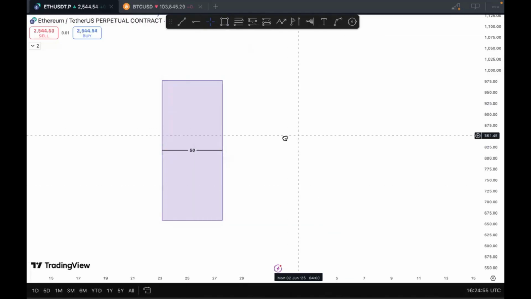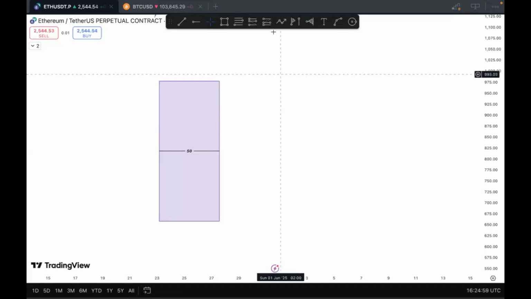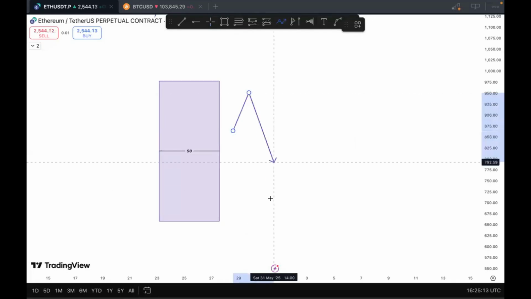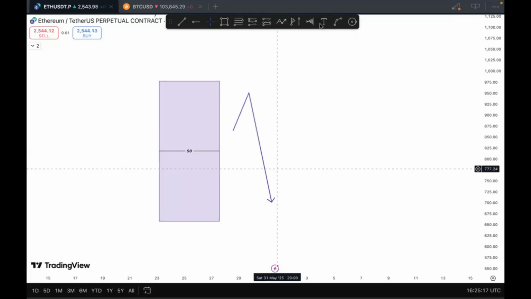So let's say this is the Fibonacci retracement tool. What you want to see is that on a trend, you want to sell here. Boom. Okay, you want to sell here.